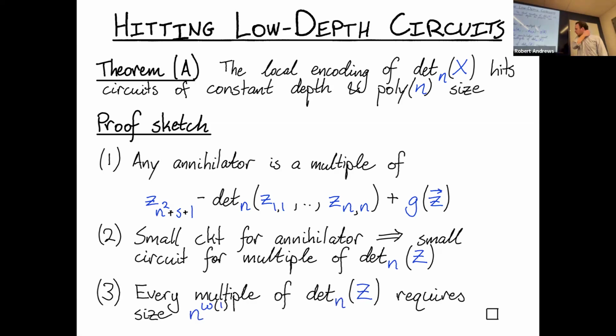And then you just say that if you had a small circuit for the annihilator, you get this small circuit for a multiple of the determinant, and you've reached a contradiction. Because we know that every multiple of the determinant requires constant depth circuits of very large size. So this is roughly how you would prove that if you take this local encoding of a circuit for determinant, this hits polynomial size constant depth circuits. And this same kind of construction, if you replace determinant with other functions, you can get other pseudorandomness properties, but you have to make some kind of hardness assumption.